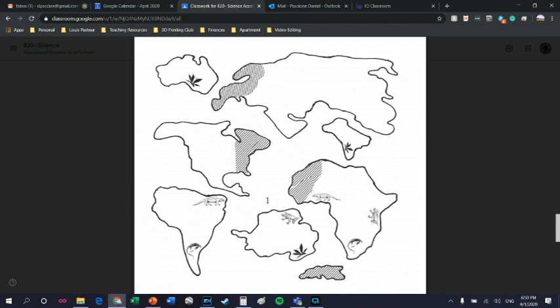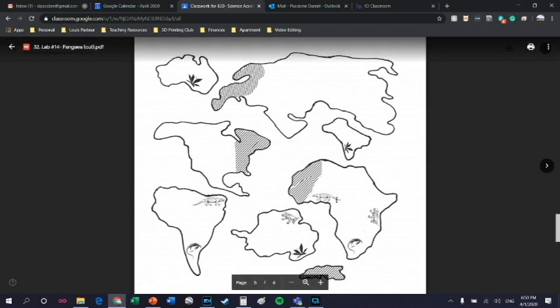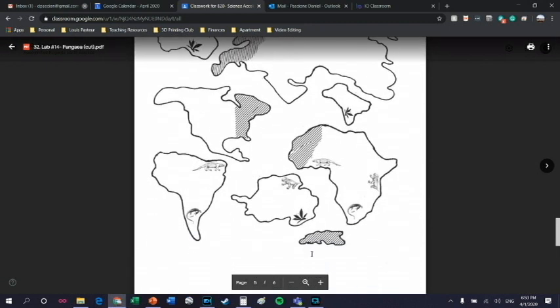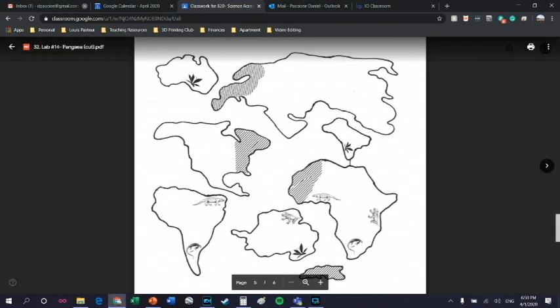Fossils, you have to align these continents in a way where these fit together. The plants, they have to fit together. They have to be near each other. You can see 1, 2, 3.